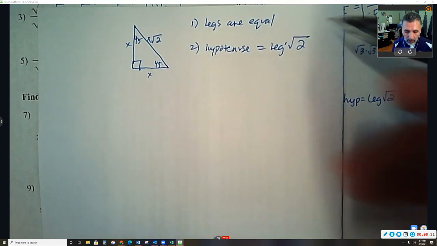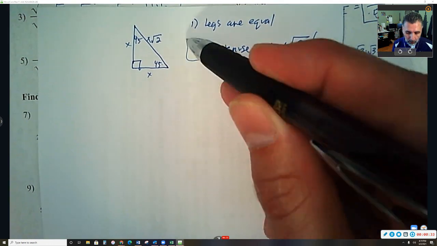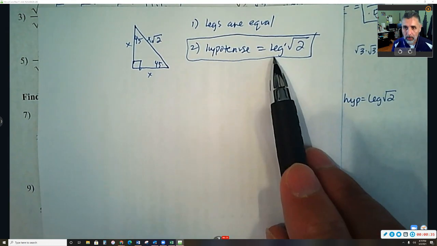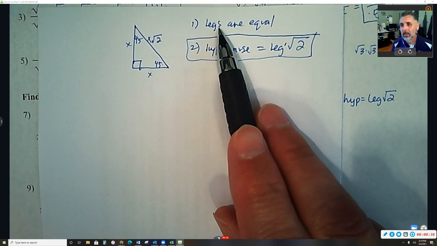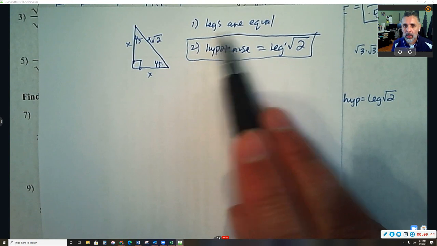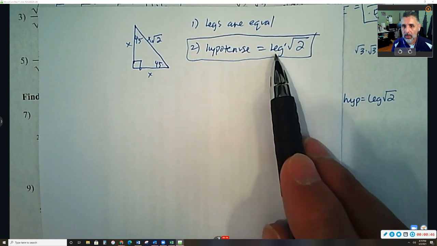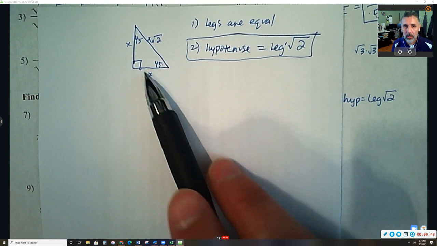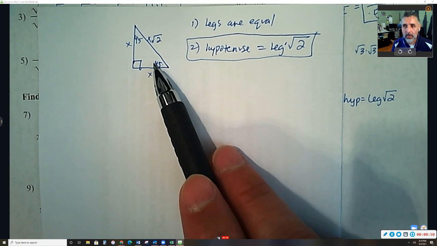Now this I will keep writing on my paper to set up the equation. To say the two legs are equal, I don't need to write that. I can kind of just remember it and write it down on the paper. But remember this: two legs are equal and the hypotenuse is equal to leg times the square root of 2. And that's for a 45, 45, 90 triangle.